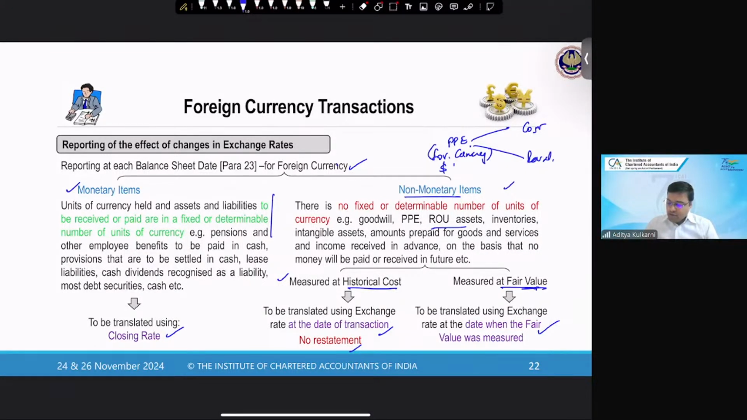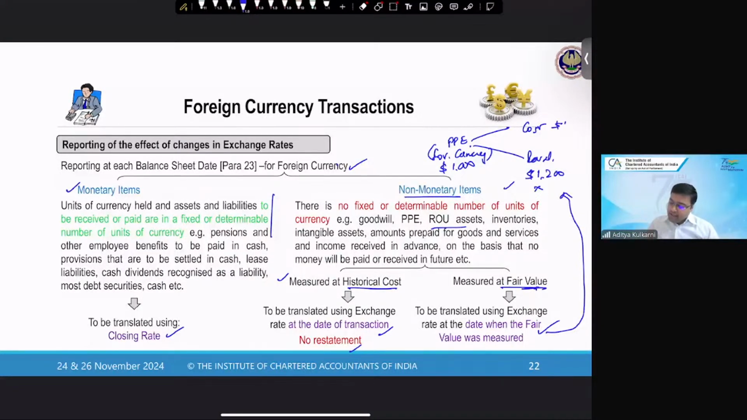So suppose this was $1,000. When I do the revaluation, 1,000 becomes 1,200, let us suppose. Which rate am I going to use? I will use the rate on the date of fair valuation. Okay, sir. I will use that exchange rate on the date of fair valuation.